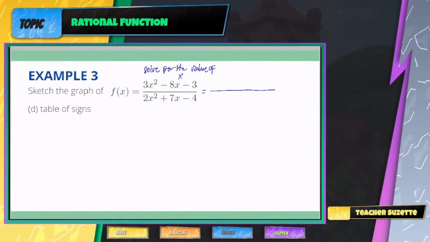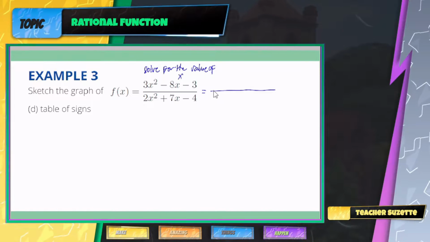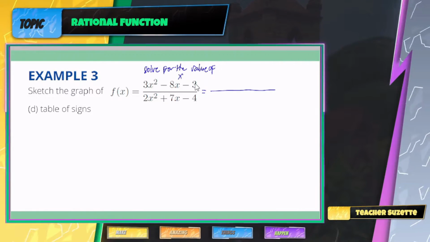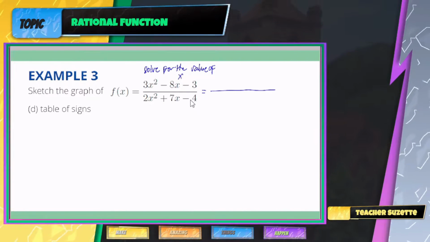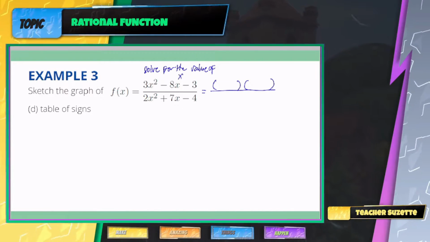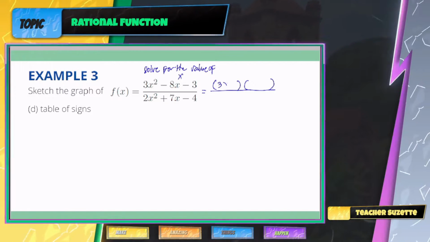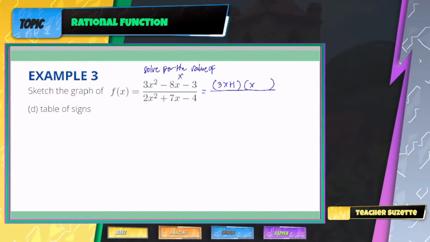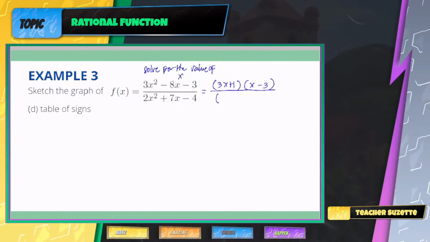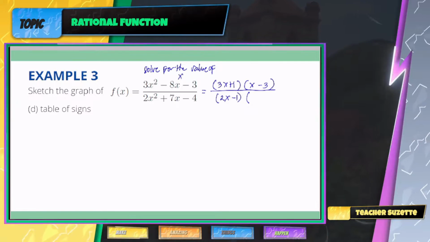Saan natin makikita itong mga values of x natin? Sa atin pong numerator and sa denominator. So, kukunin natin yung values of x natin when we equate the factors of our numerator and the factors of our denominator. So, let's first factor out ating numerator. Ang ating numerator is 3x squared minus 8x minus 3. So when you factor out that one, it will be 3x plus 1 and x minus 3. Then, yung denominator nating 2x squared plus 7x minus 4, factored out is 2x minus 1 times x plus 4.